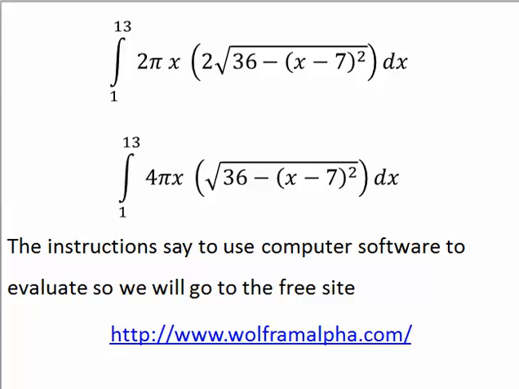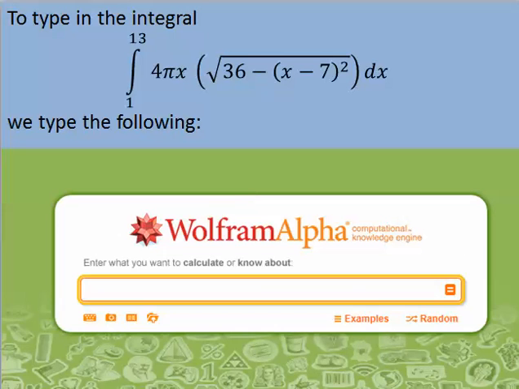One of my favorite computer softwares is a free software that you can find at Wolfram Alpha. You have to know how to type in this integral, so let me show you how to do that. You use horizontal notation and you use the word integrate. Here's what you type in.